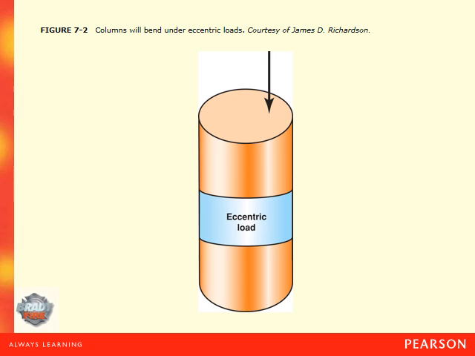So here's a good example of a column that will bend under an eccentric load. Notice how the force coming down by the arrow is off center. And then, of course, that's going to create stress on this side to stretch it out. And it's going to start kind of compressing or bending in on this side.